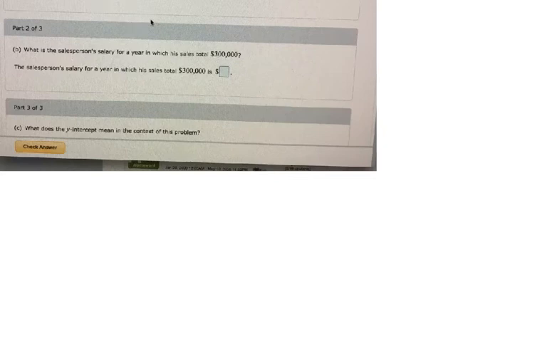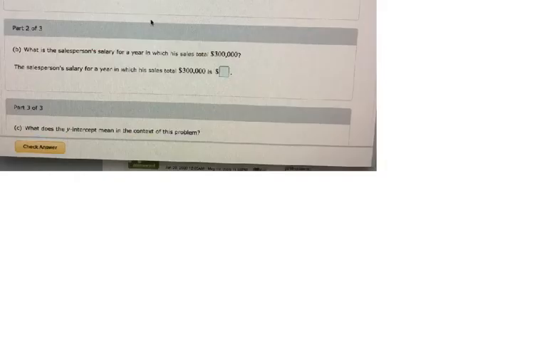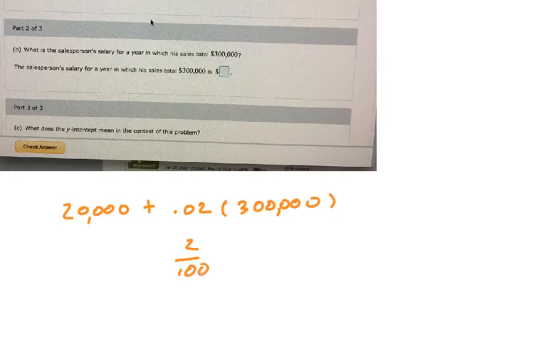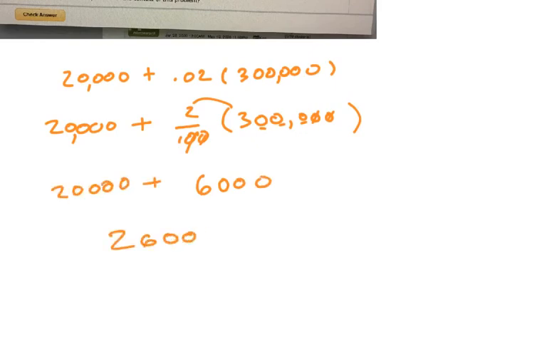The next question says, what is the salesperson's salary for a year in which his sales total 300,000? So again, it's essentially the same question. We're just going to use the same equation, which was 20,000 plus 0.02, and now we're going to put in 300,000. Same thing, it's 2 over 100 times 300,000 plus 20,000. And the same thing is going to occur. These are going to cancel out. 2 times 3 is 6. You have 1, 2, 3 zeros still. And then you have the 20,000. And so now when I solve this, I get 26,000.